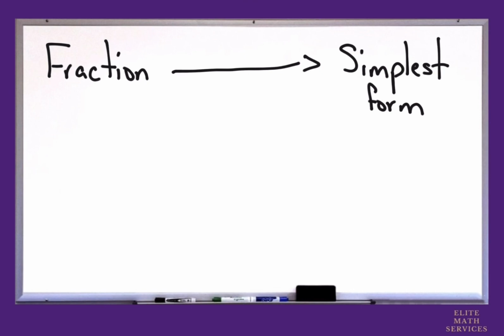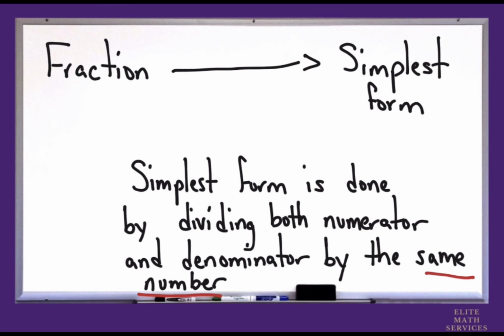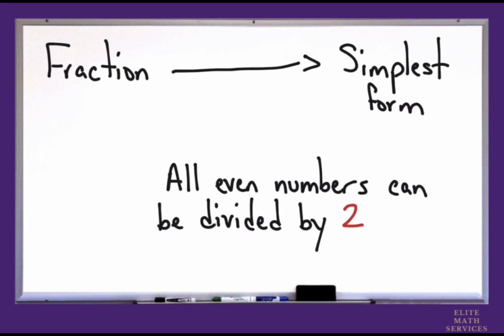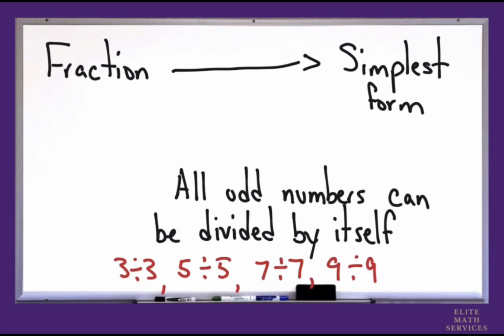Now, simplest form is defined by dividing both the numerator and the denominator by the same exact number. The next rule is that all even numbers can be divided by 2. And the last rule is that all odd numbers can be divided by itself. For example, 3 divided by 3, 5 divided by 5, and so forth and so on.